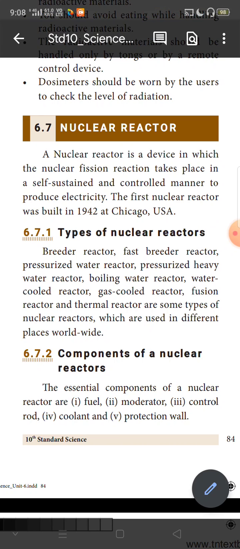Now we are going to see unit number 6, 10th standard science, nuclear physics. The continuation of video number 16. This is video number 17. We are going to see the nuclear reactor.